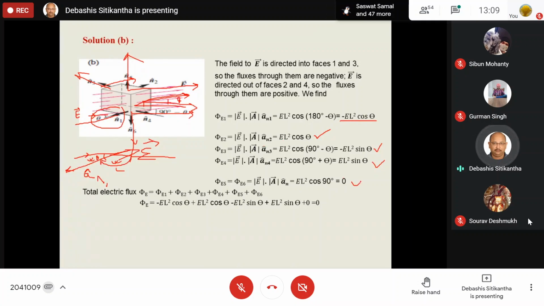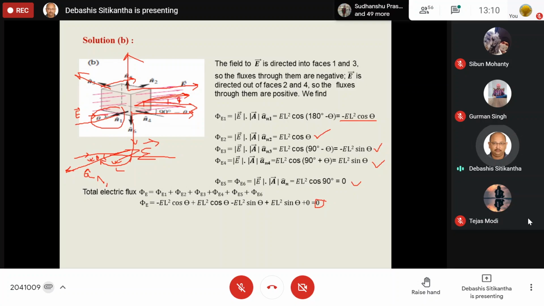So you will add all of them. The answer at the end is going to turn out to be 0. So the flux is going to be 0. Now, obviously here we are making a calculation and we have proved that it is going to be 0. But if you have understood the concept, then without any step calculation, you can also directly write it as 0. Because over here, as you can see, no charge is being enclosed by this cube.